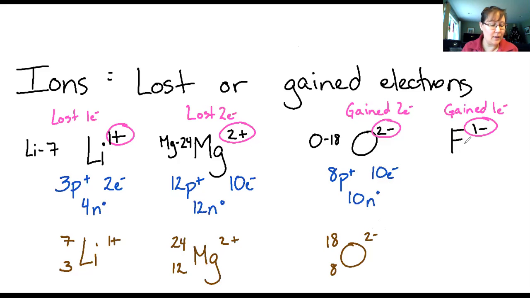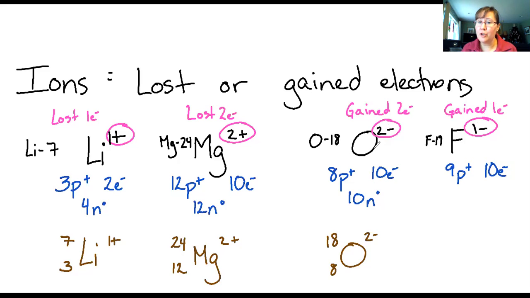Now let's look at fluorine. For this, we're going to say that we're working with fluorine 19. If I look at my periodic table, I see fluorine is number 9. You have to be very familiar with where things are on your periodic table. So 9 protons, because it's number 9. And we've gained 1 electron, so now we have 10 electrons.